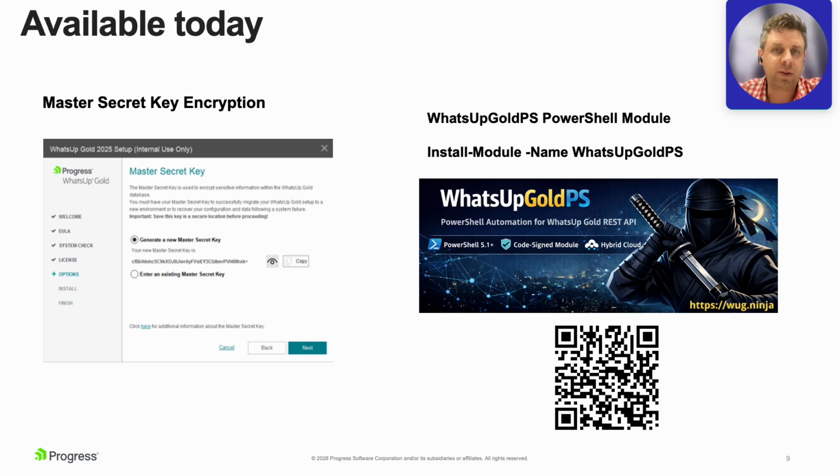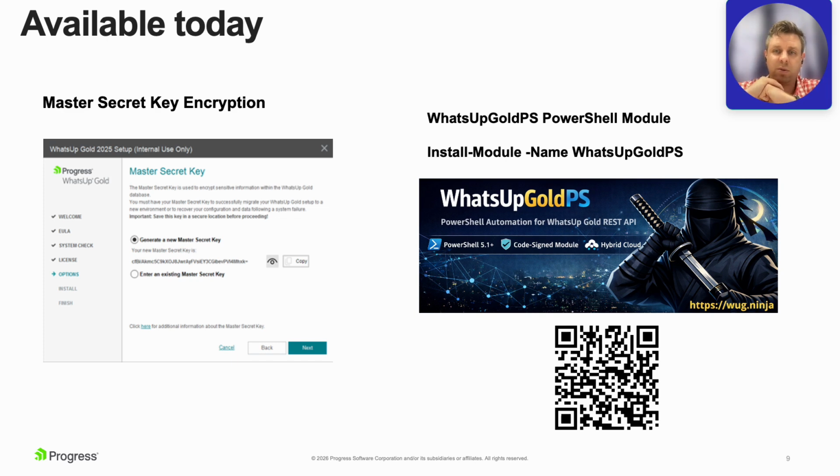Two more interesting things are available as of today in WhatsUp Gold. The first is master secret key encryption. This is one of the security features which allows us to protect your data with a master encryption key, especially in zero trust environments and for companies that are the target of audits. It happens during installation now, so it is easy to configure as you install WhatsUp Gold. And the second one is the WhatsUp Gold PowerShell module.